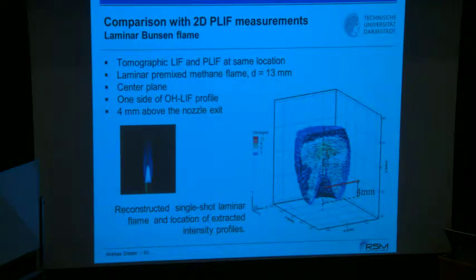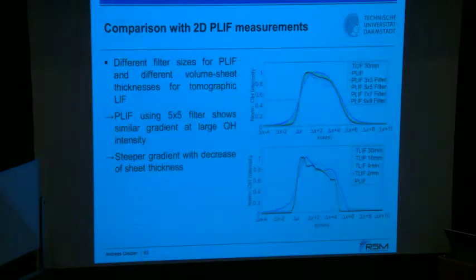As a next step, you should of course convince yourself that the reconstruction is not too far from what you would obtain with 2D PLIF. That's why we have done a comparison with 2D PLIF in the identical flame, using the center plane and a certain intersecting line shown over here, which was selected 4 millimeters downstream of the nozzle, and using only 1/2 of that to compare the images reconstructed from tomographic PLIF with the two-dimensional OH PLIF.